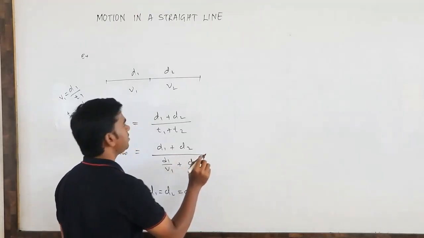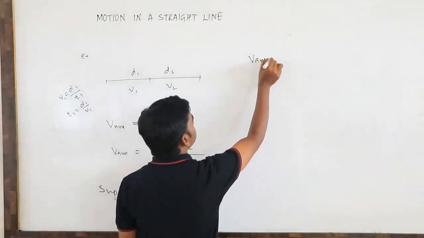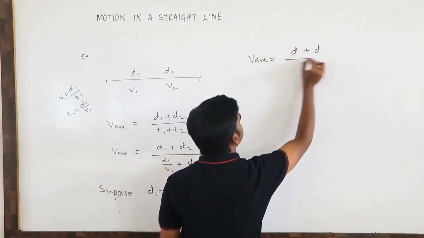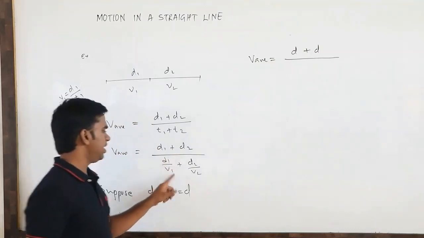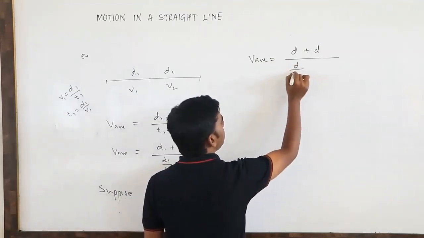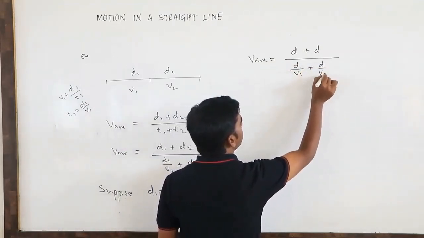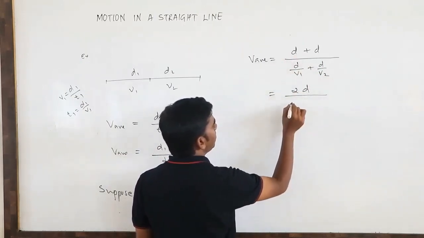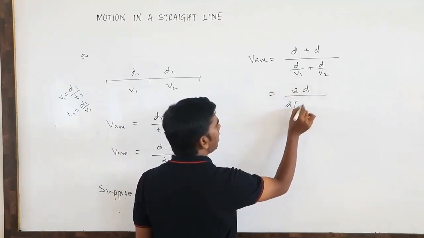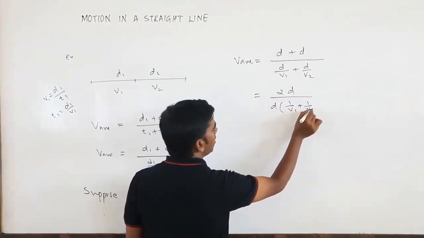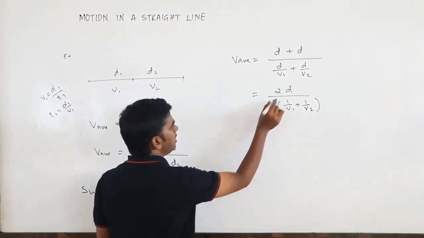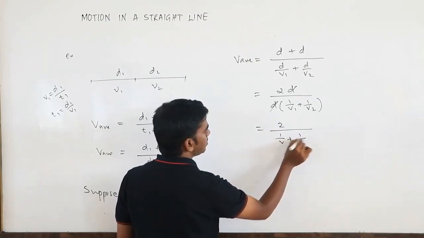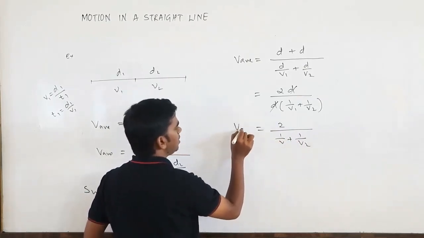So the formula will change as V average equals d1 is also d, d2 is also d, whole divided by d by v1 plus d by v2. So d plus d will become 2d, whole divided by, take d outside. So what will happen? 1 by v1 plus 1 by v2. So d will get cancelled. So 2 divided by 1 by v1 plus 1 by v2. This is the V average.